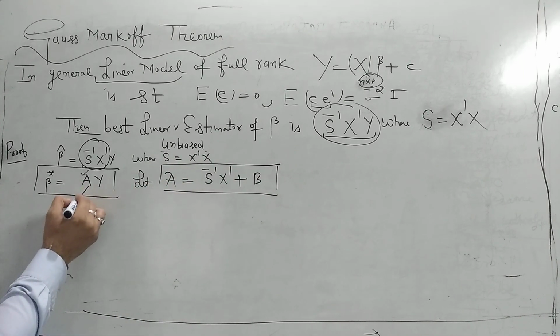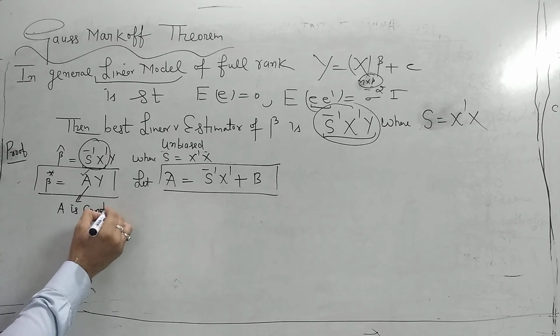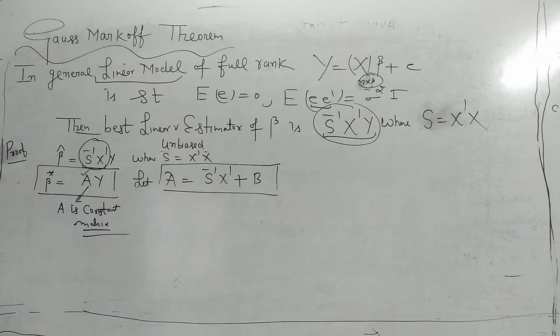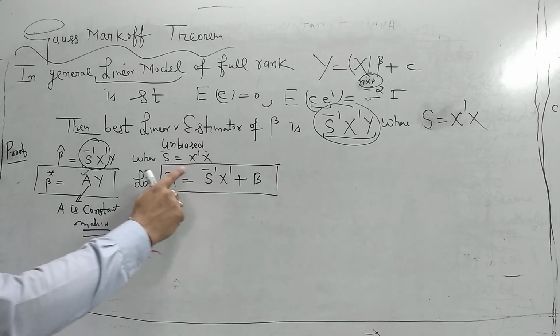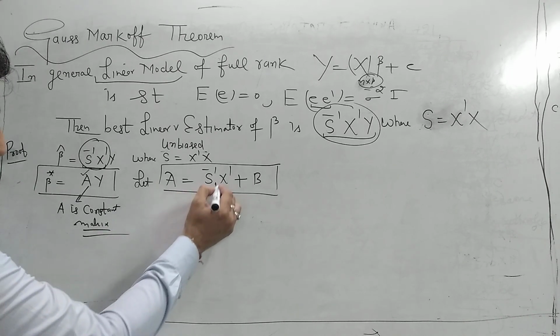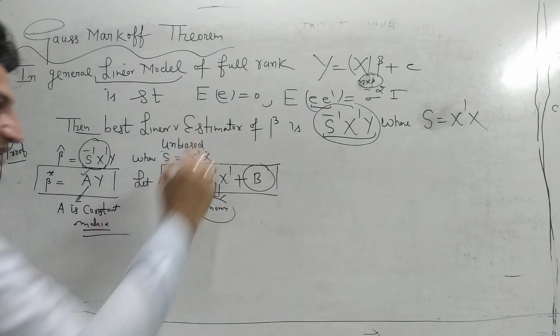This is also a very important thing: A is any constant matrix. Obviously, A depends upon X'X. X is known, X' is known, so when you multiply them the value will be known. So this is the constant matrix. Now we will try to find B in order to specify A, because the other part is known. अगर हमें A पता करना तो सारा B के ऊपर डिपेंडेंट है.